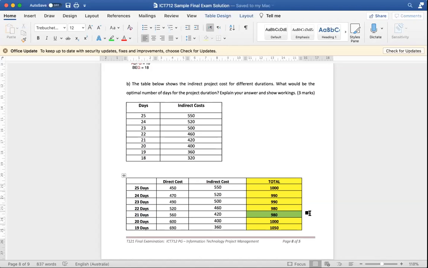Where did you get the total cost? Where from did you get the total cost? 450 direct cost plus 550 equals 1,000. So this indirect cost will always be there. It will be given to you. If we are giving you the indirect cost, we'll be giving you that information. Does that make sense? Yes, sir.